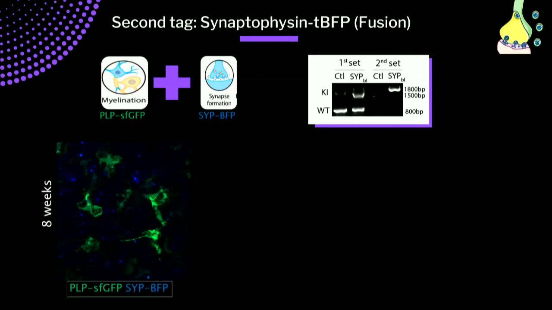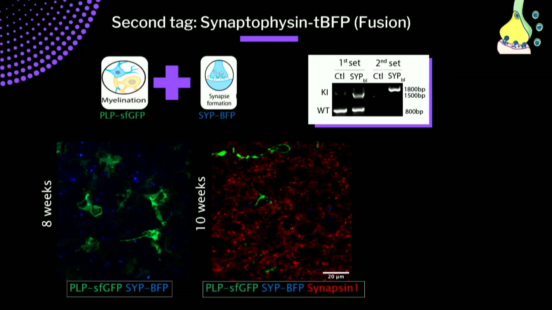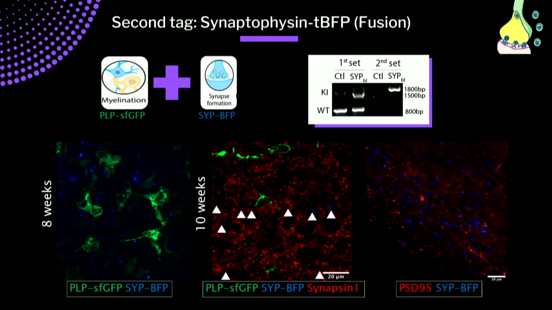So here you can see at 8 weeks, both endogenous, the oligodendrocytes, and then the dots, the puncta, of the synaptophysin. Here is 10 weeks, so you can see, and this is the pseudostaining with synapsin. So this is very hard to see, so I'm pointing out the dots. The next one is a higher magnification, so I think you can see better here the blue dots with this is PSD95, that is a postsynaptic marker.